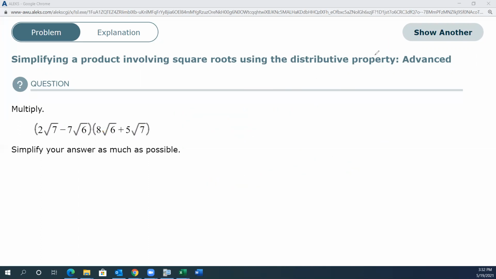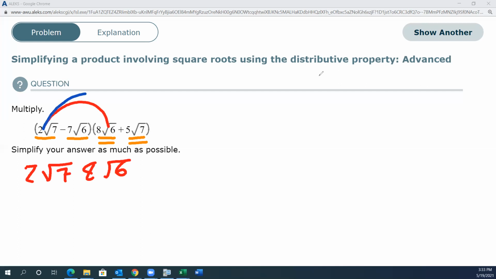So we've basically got the same thing. We've got 2 boys, 2 girls. Every boy dances with every girl. So we're going to multiply those together. So 2 root 7 times, whoops, I'm doing it wrong, times 8 root 6. And then first boy dances with the second girl. So plus 2 root 7 times 5 root 7.